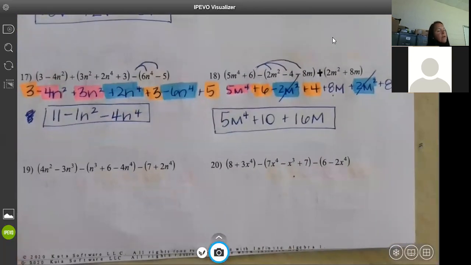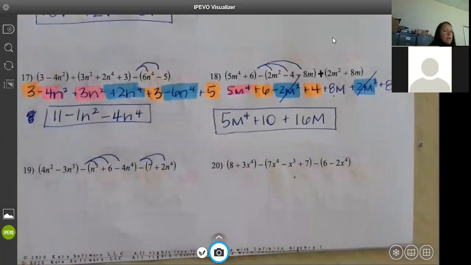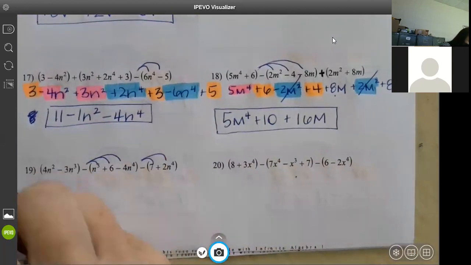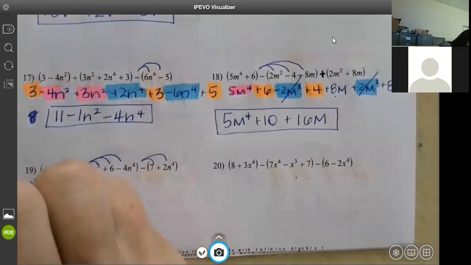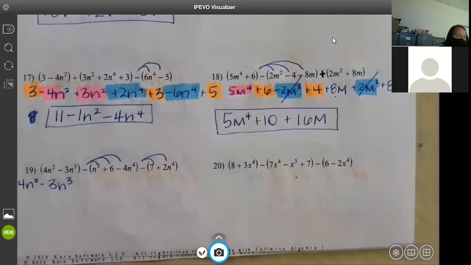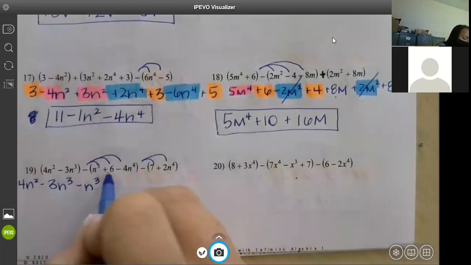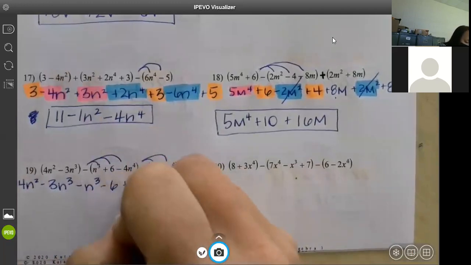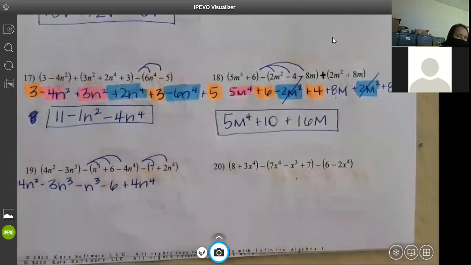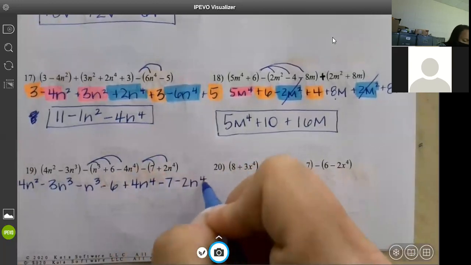Now on the next ones, you'll see that there are 2 minuses. 18 did have 2 minuses, but we didn't want to work with it. You're going to change everything behind the minus. So 4n squared, minus 3n cubed. It was a positive n cubed, so we change it to a negative n cubed. It was a positive 6, so we change it to negative 6. Change to a positive 4n to the fourth. Change to a negative 7 and a negative 2n to the fourth.